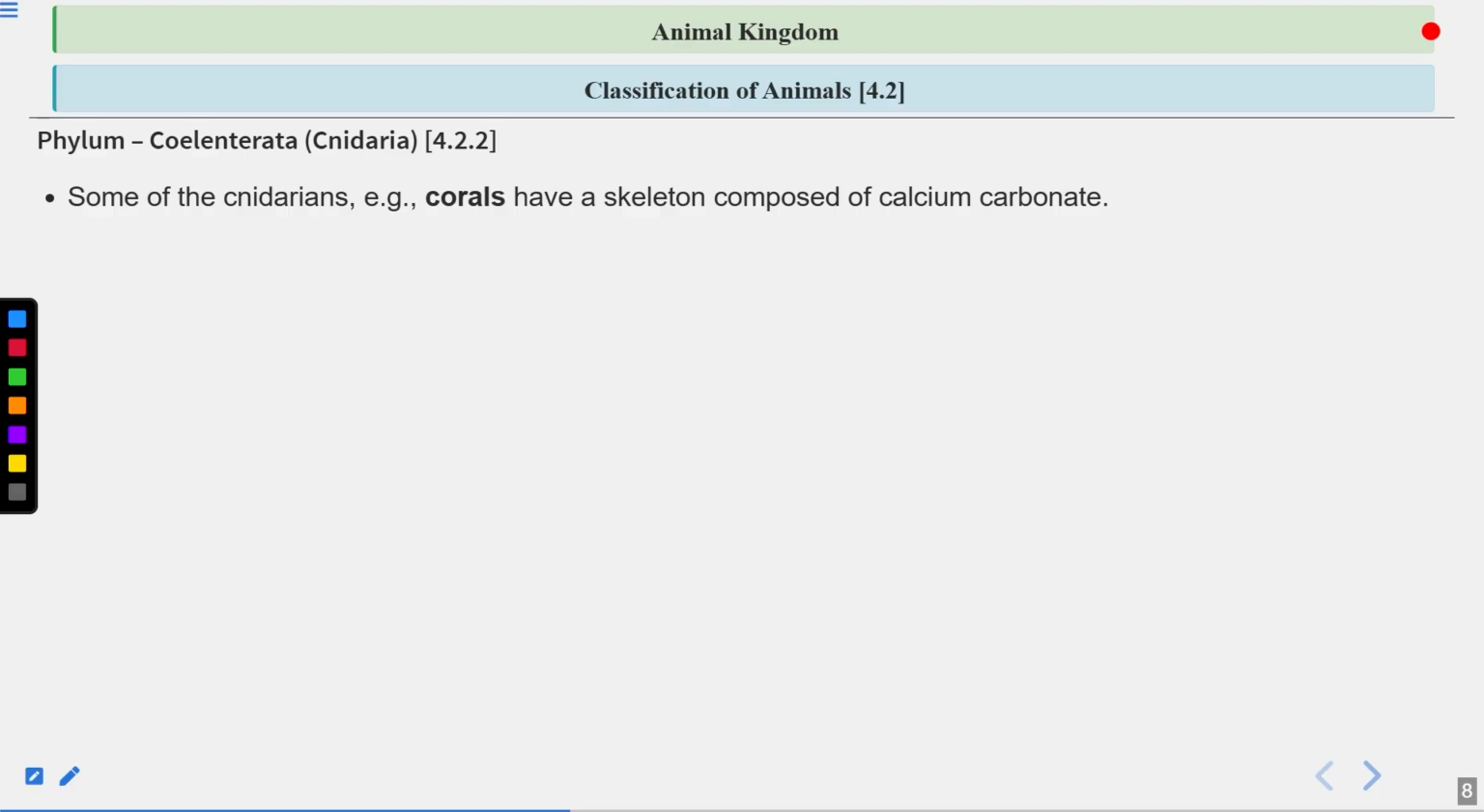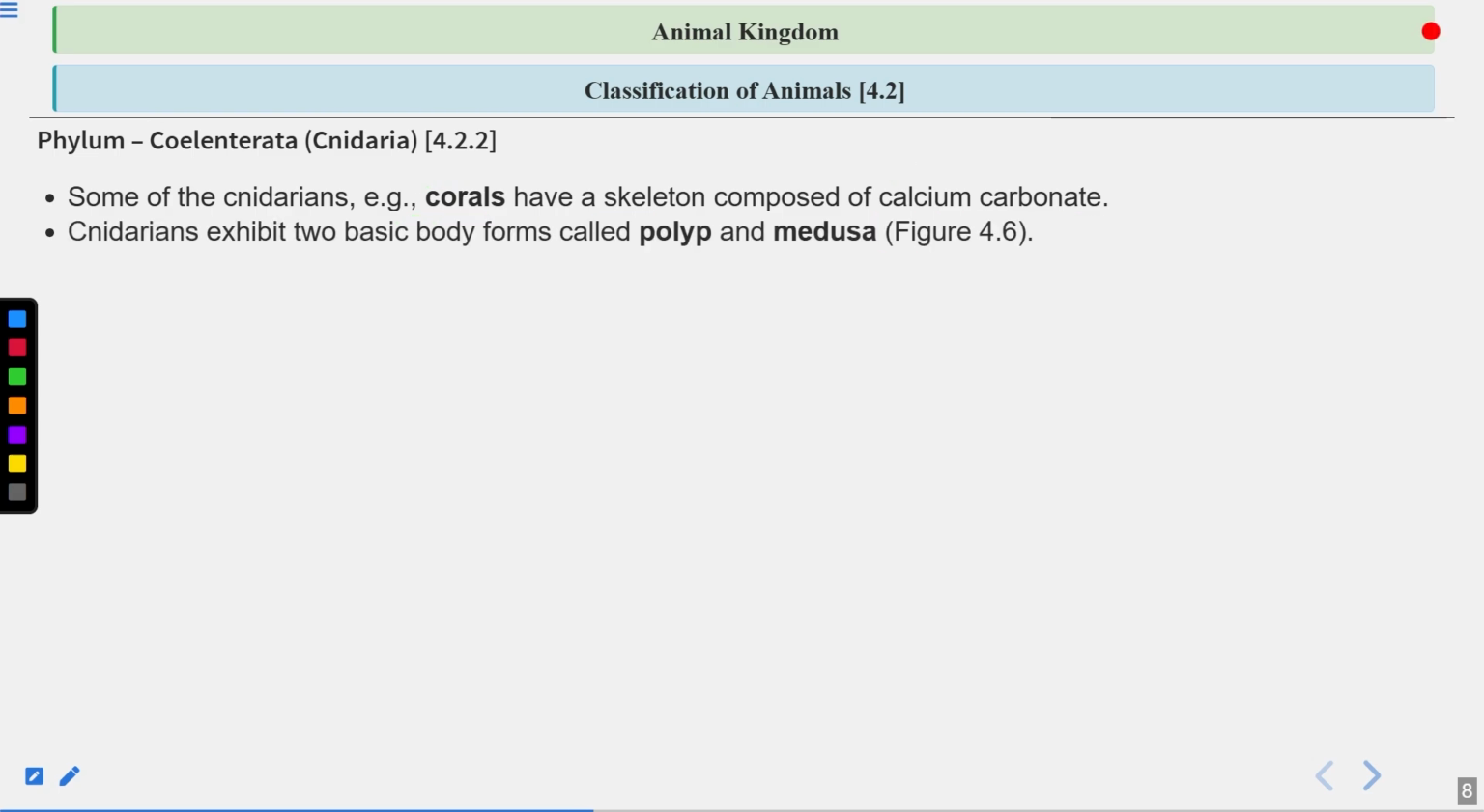Some of the cnidarians, for example corals, have a skeleton composed of calcium carbonate, right? This is one example that you must remember: corals are a type of animal, and they belong to the phylum Coelenterata. They look like a colorful rock, but this is because of the presence of the skeleton composed of calcium carbonate, right? Corals are a type of animal.